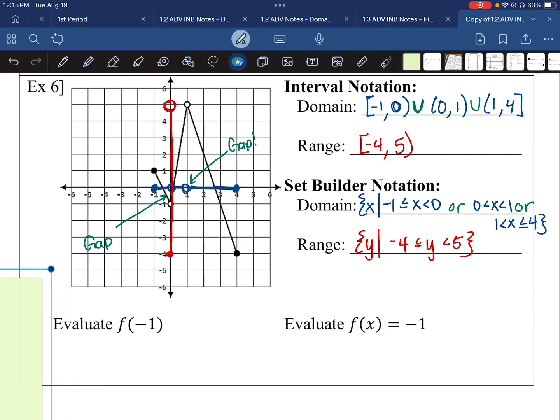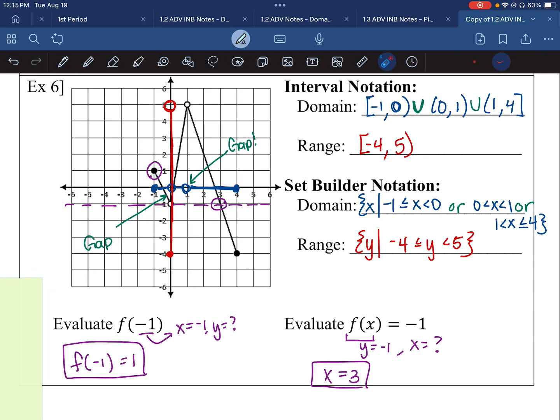Pause the video, try these to evaluate problems. -1 is the x, find me the y. So if I go to -1 on the x, here's where it hits my graph, and that has a y value of 1. And there's no other options on an x value of -1.